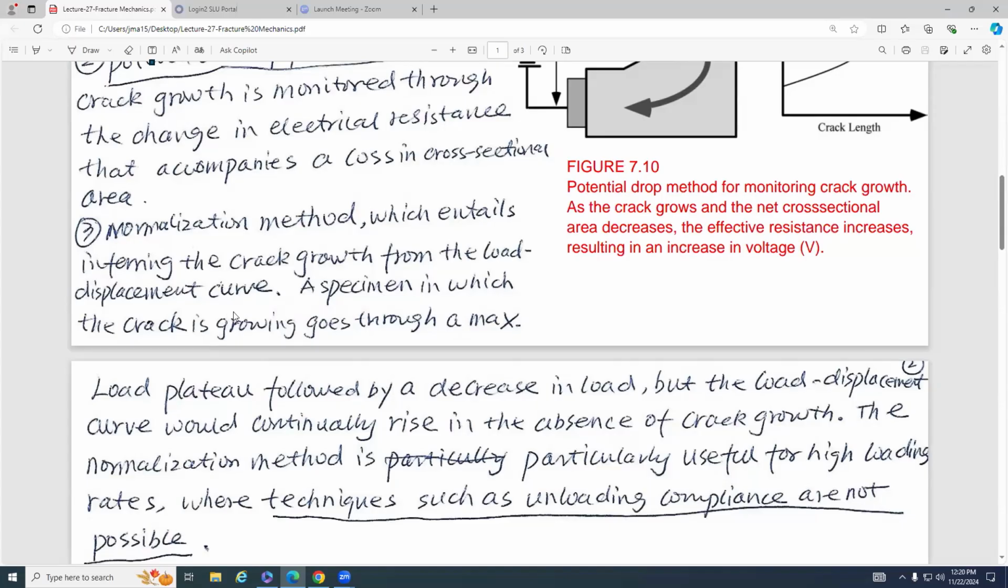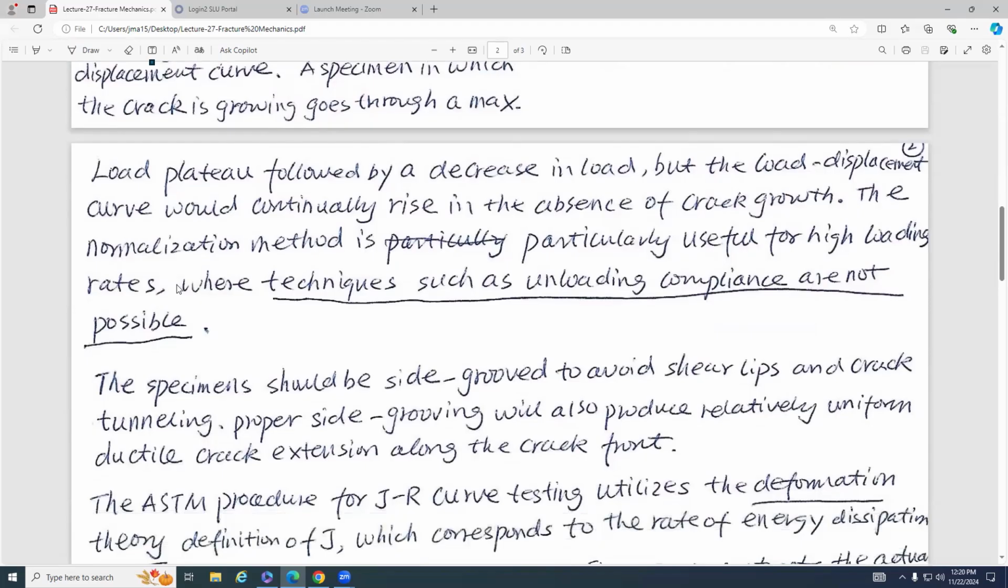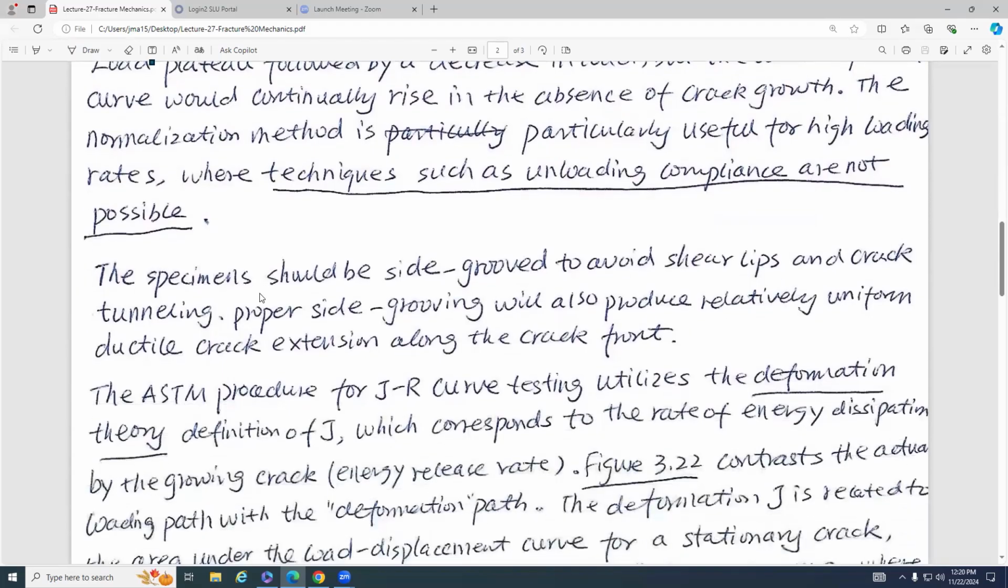Any questions regarding these three techniques? Okay, I will ask you what techniques we have talked about for the JR testing, what they are, and how they work. Then we talk about the specimen.